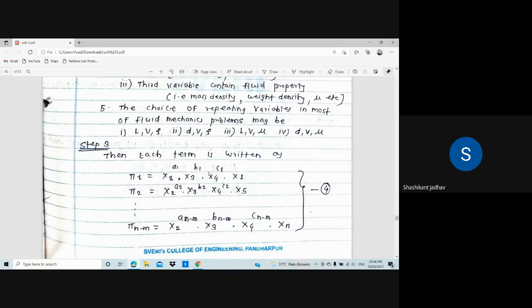Okay, so all of you write down step number 3. Each term is written as, so write down pi 1, pi 2, pi n minus m, and this is equation number 4.